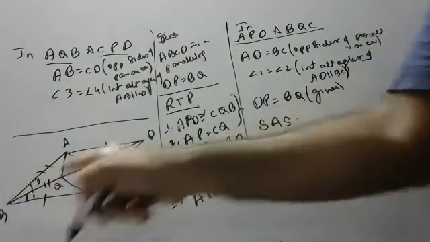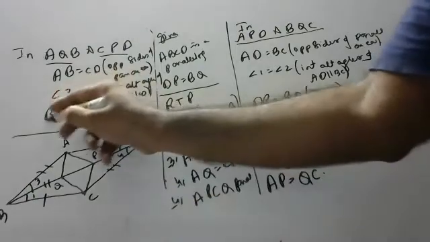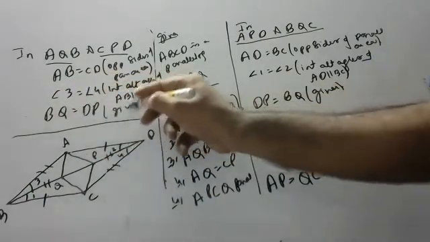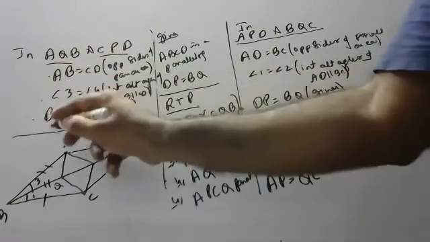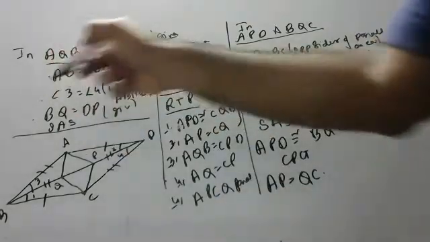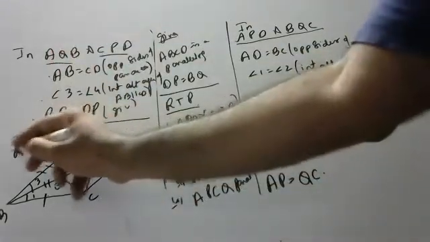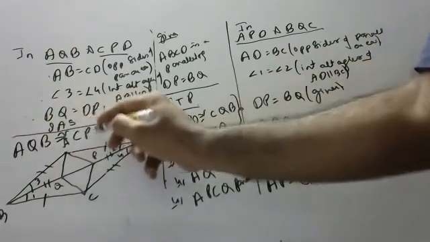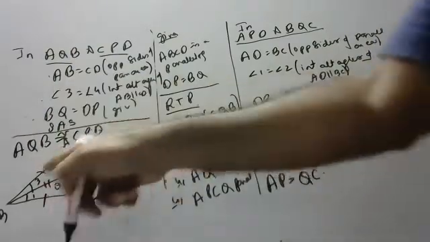And children, BQ is equal to DP. They only give, given. BQ is equal to DP, by side angle side. Yes, say yes. By SAS, what can we write, children? Triangle AQB is congruent to triangle CPD. If they are congruent, these two triangles are congruent.